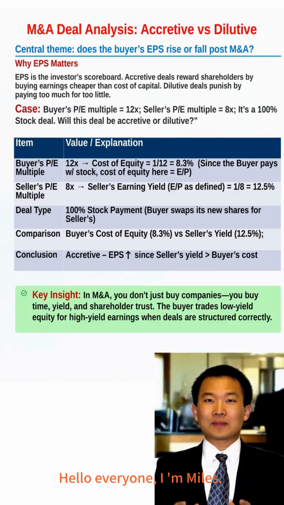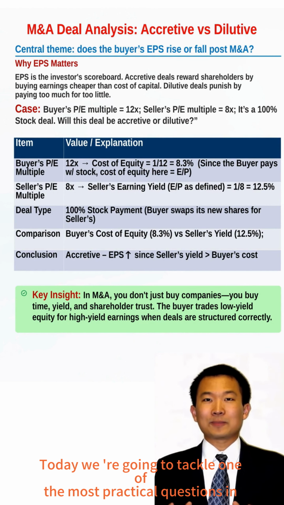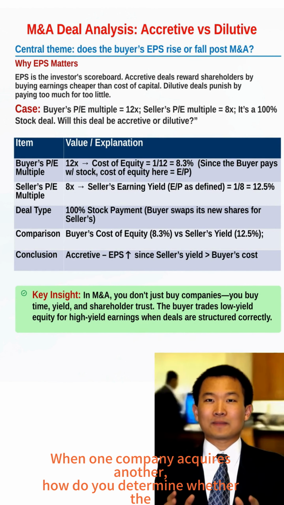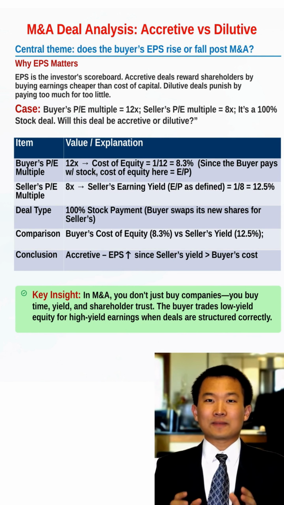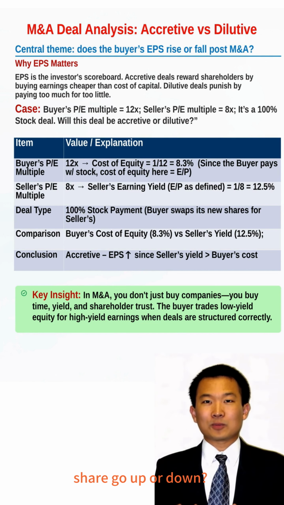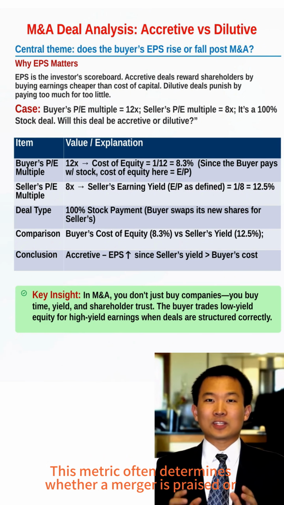Hello everyone, I'm Miles. Today we're going to tackle one of the most practical questions in investment banking M&A deals. When one company acquires another, how do you determine whether the deal is EPS accretive or EPS dilutive? In other words, after the merger, will the acquirer's earnings per share go up or down? This metric often determines whether a merger is praised or criticized.